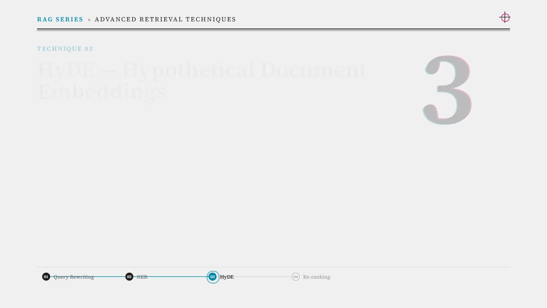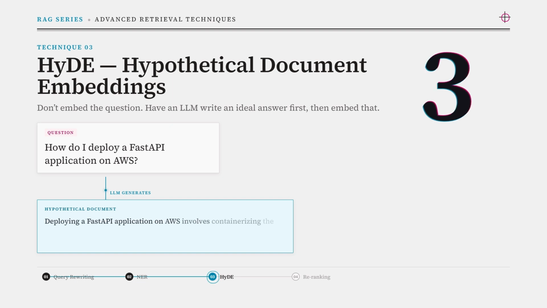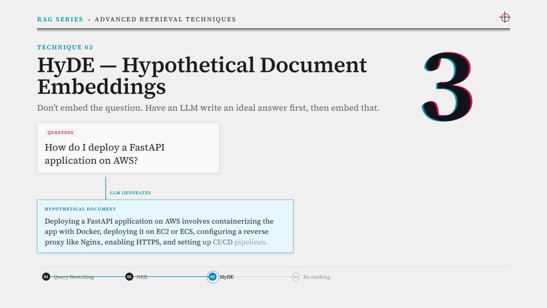The third technique is hypothetical document embeddings. Instead of embedding the user's question directly, it first asks an LLM to generate an ideal document that would answer the question. For example, if the user asks, "How do I deploy a FastAPI application on AWS?" the LLM generates a short document describing the deployment process using Docker, EC2 or ECS, Nginx, HTTPS, and CI/CD pipelines.